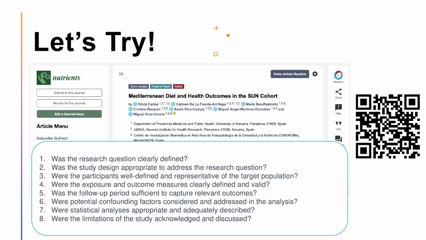So moving on, the next article we have is the Mediterranean diet and health outcomes in the SUN cohort. Unlike a randomized controlled trial, this is more of a cohort study. Again, we'll be going through them using the following questions or criteria. So make sure you have scanned the QR code, got the full text, have read about it, and try to go through the questions yourself. We'll be going into the discussion in a few seconds, so make sure you pause the video. Okay, so now let's look at the first question. Was the research question clearly defined?